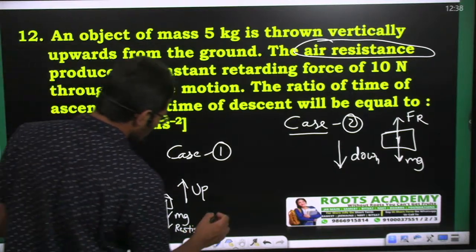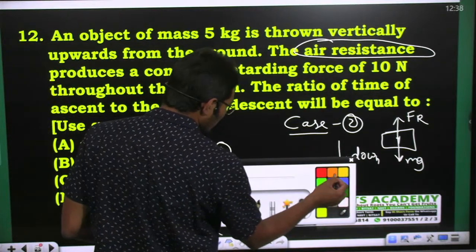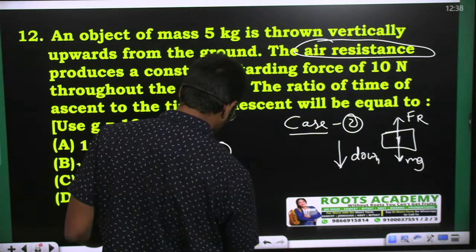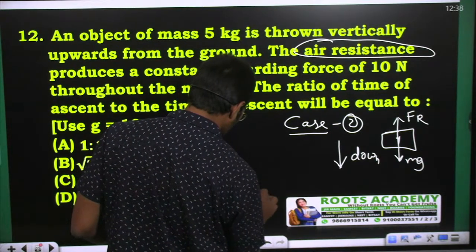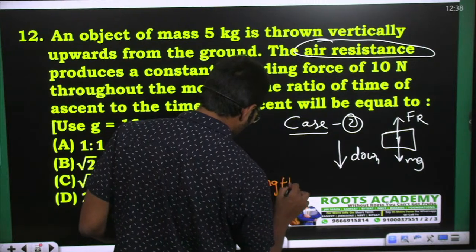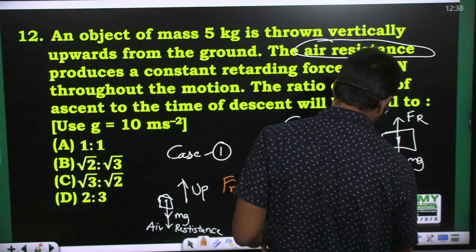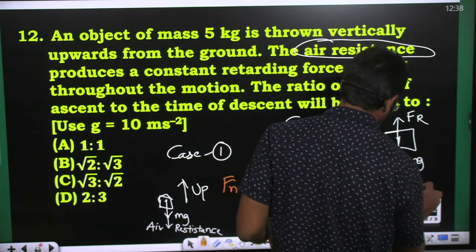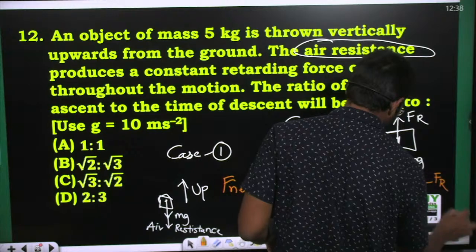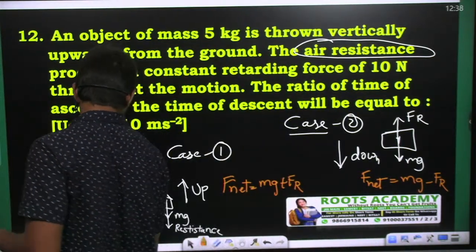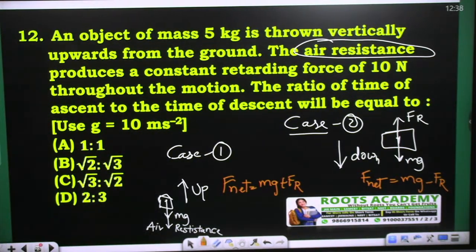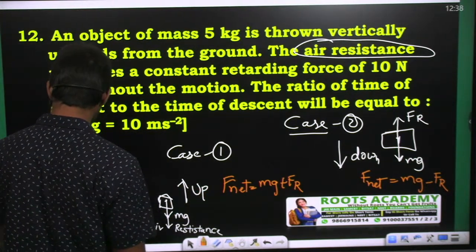So here the net force F net while moving up will be mg plus fr. While moving down, the F net will be mg minus fr. See, when we neglect air resistance, net force will be the same throughout the motion. But here air resistance needs to be considered. We get different F nets while moving up and down.